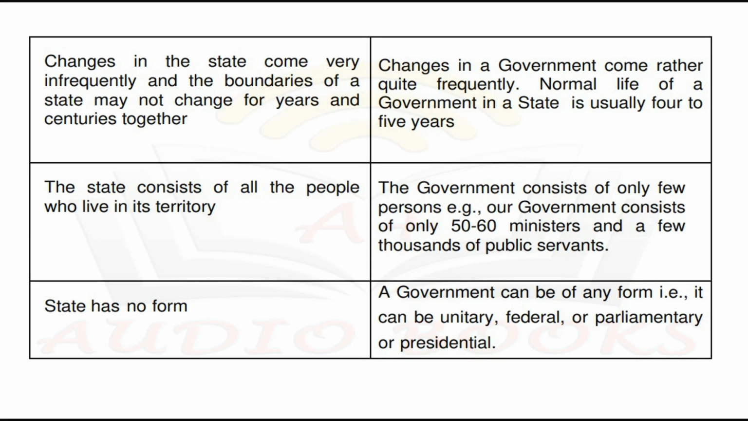Changes in the state come very infrequently and the boundaries of a state may not change for years and centuries together. Changes in a government come rather quite frequently. Normal life of a government in a state is usually 4 to 5 years. The state consists of all the people who live in its territory. The government consists of only few persons. Example, our government consists of only 50 to 60 ministers and a few thousands of public servants.